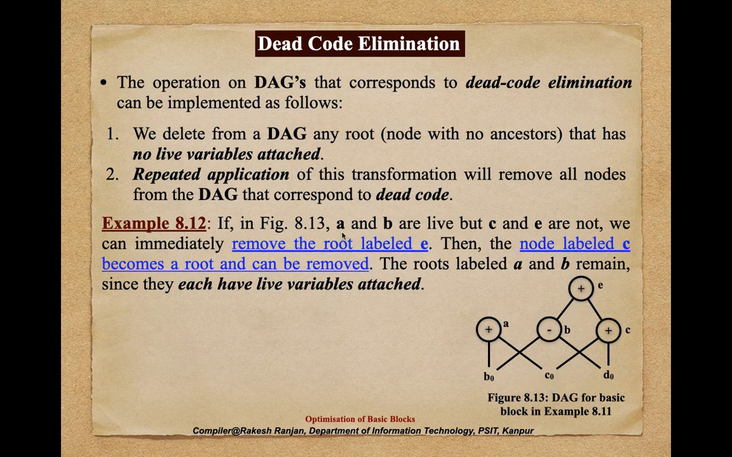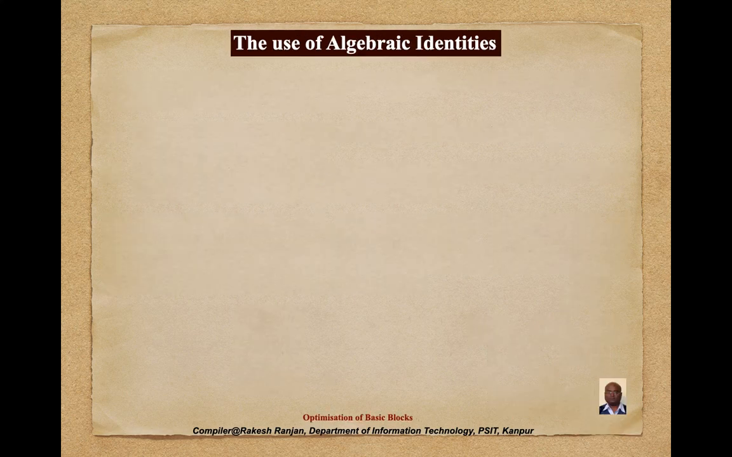So we can immediately remove the root labeled E. So this E can be removed here, and when we remove this root labeled E, then the node C becomes a root and can be removed. So the roots labeled A and B remain, since they each have live variables attached. So here we have this diagram.